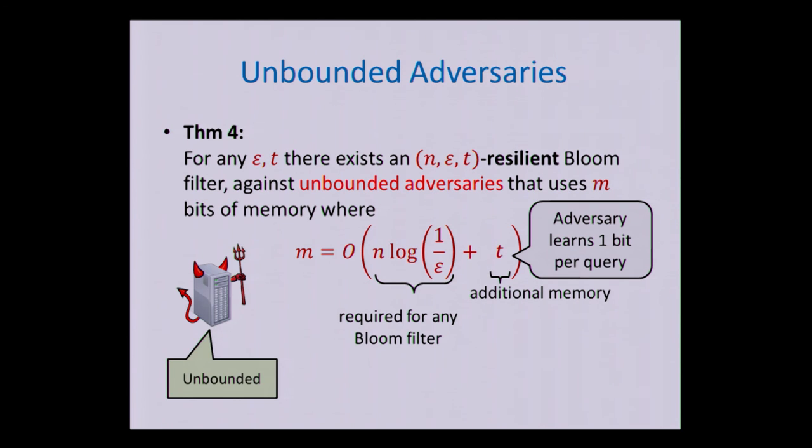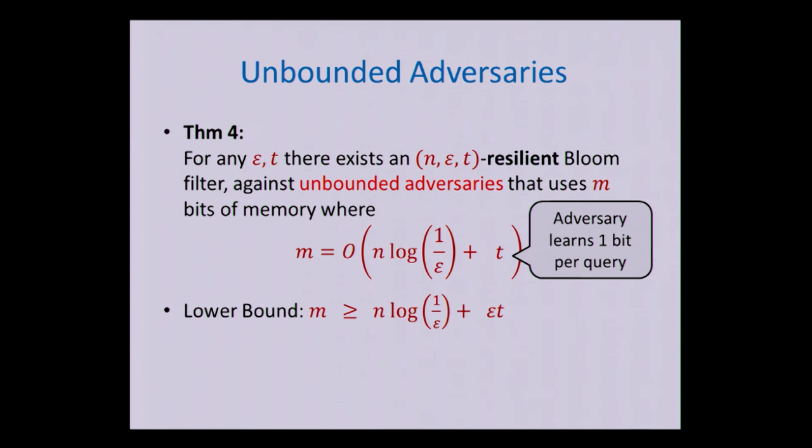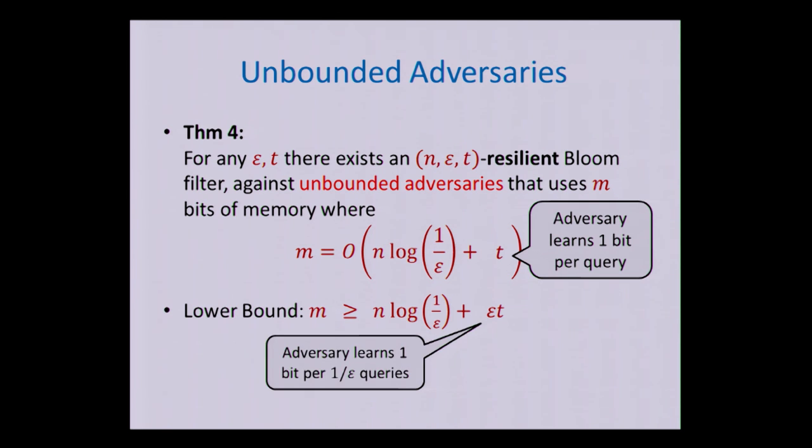If you take our theorem from before as a lower bound, in this case, since we can invert any function, we learned one bit of memory only every 1 over epsilon queries. So here we learn one bit every 1 over epsilon queries, and so we still have a gap, and this is an open problem. I think it's interesting to close, because when you get into it, you really get to the specifics of the problem.